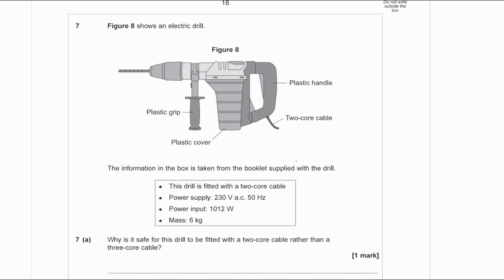It says the drill is fitted with a 2-core cable. The power supply, 230 volts AC, 50 hertz. Right, hertz is frequency, volts is your power supply, your potential difference. Power input, 1012 watts, and the mass of the drill is 6 kilograms.